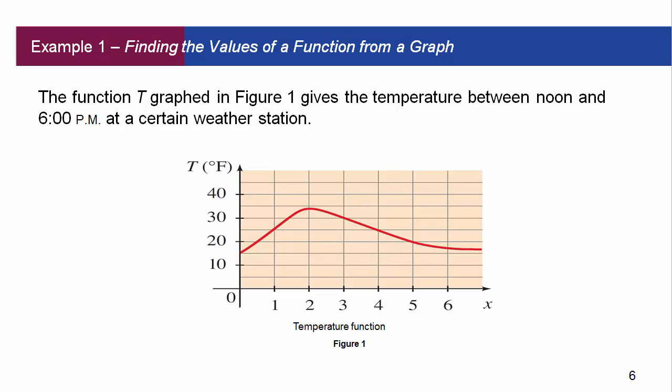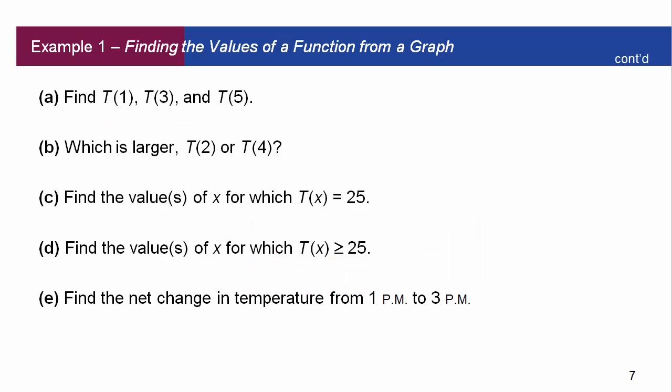We can also look at the graph and say that temperature was increasing from noon to 2, and then decreasing from 2 till 6. And actually, it looks like it started to level off, but it was still just decreasing a little bit. And then later on, we'll be able to talk about what it means to be concave up and concave down. All right, so from the graph, we can do all these things.